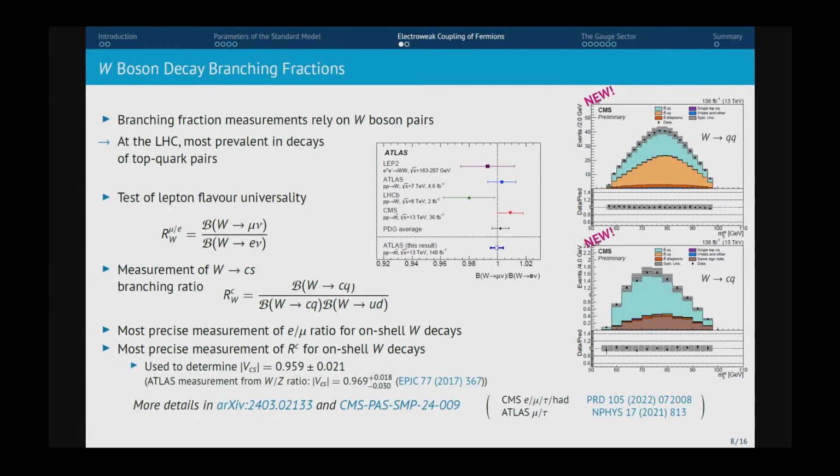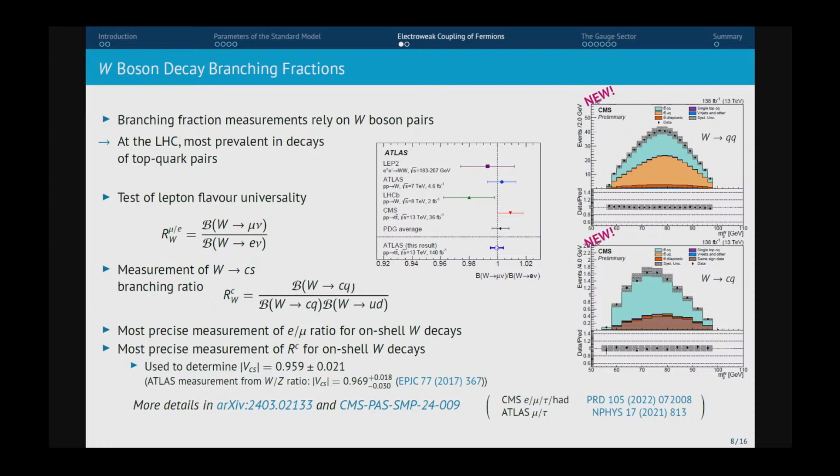Then we already saw in the talk before measurements of W decay branching fractions. So these have historically relied on W boson pairs. What changes at the LHC is that the decay of top quark pairs is the dominant source of W boson pairs, and then by forming ratios we measure relative branching fractions, like the branching ratio of the decay to muons to an electron, and this result was just shown by Didar. It is the most precise measurement on the market, and is even more precise than the current world average.